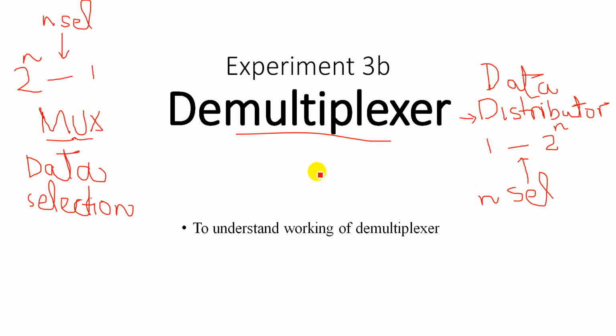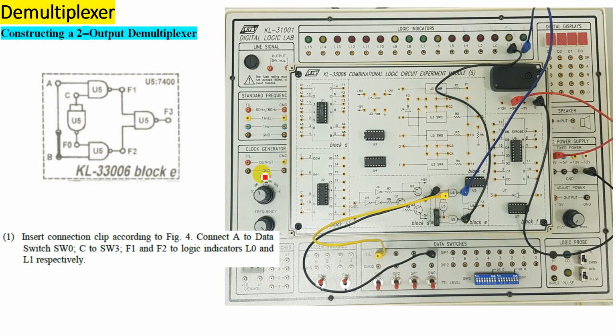So we can say that the demultiplexer is a combinational logic circuit that performs the data distribution operation, and it distributes the single data input line into one of the 2 power n output lines based upon the n selection input lines. Now our experiment is basically a 2 output line demultiplexer. So we always have a single input line and 2 output lines. This is the demultiplexer operation we are performing here.